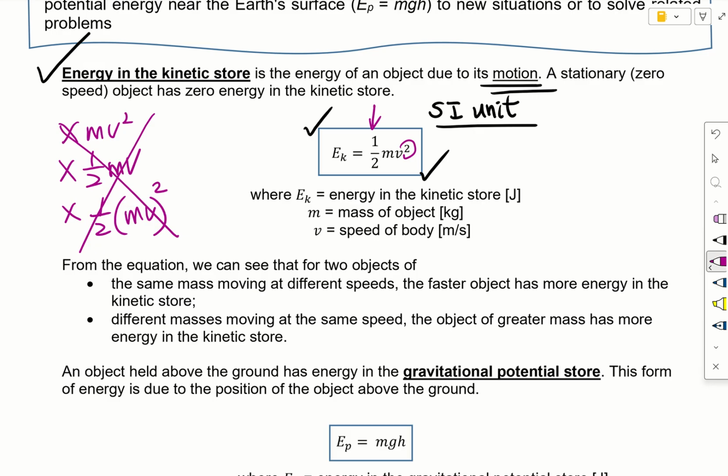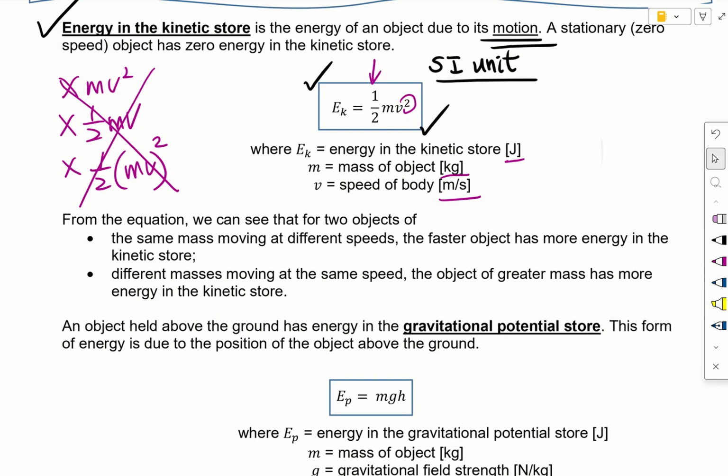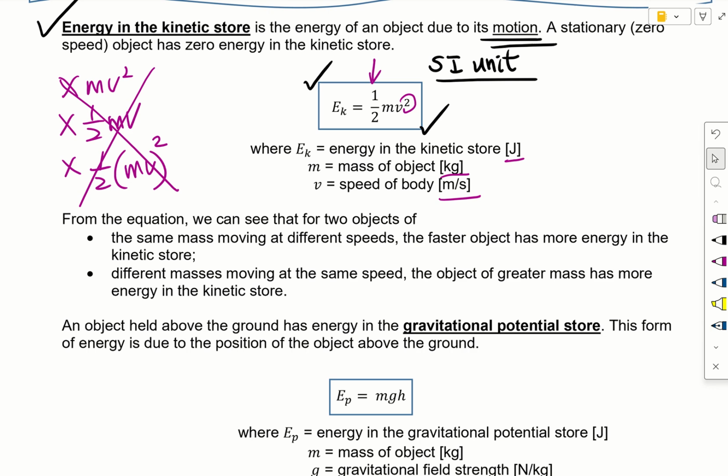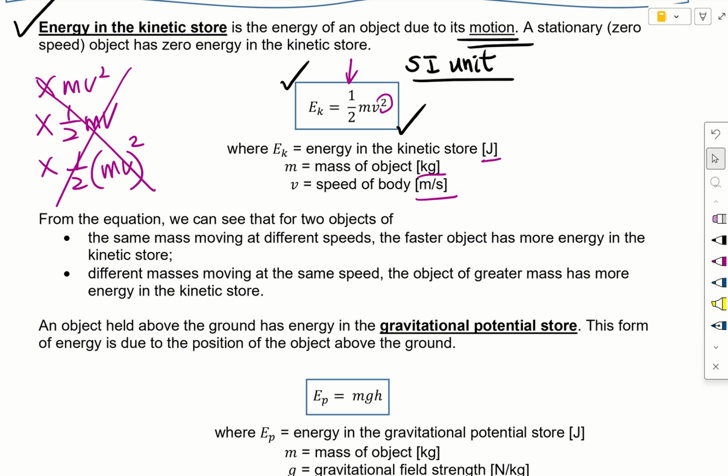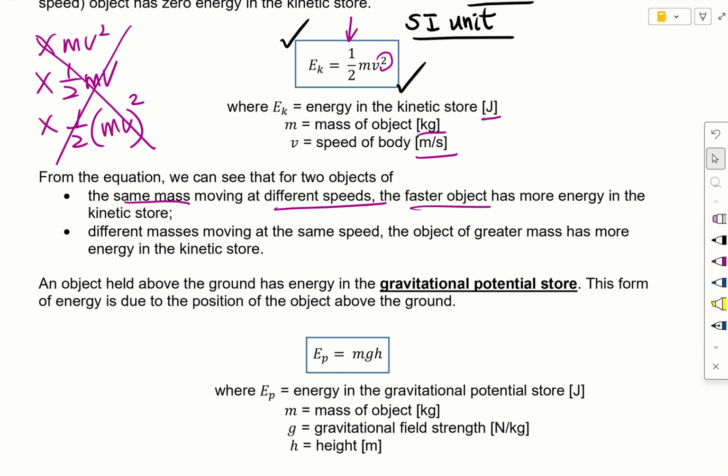Okay, so the SI unit for energy is joules, the SI unit for mass is kg, and the SI unit for speed is meter per second. Okay, from the equation we can see that for two objects of the same mass moving at different speeds, the faster object will have more energy in the kinetic store, right? And for different masses moving at the same speed, the object of greater mass has more energy in the kinetic store.